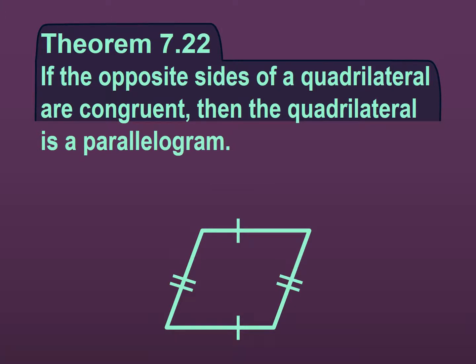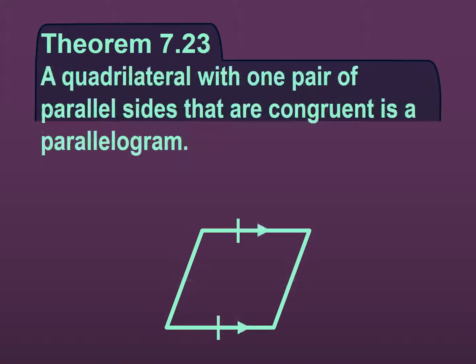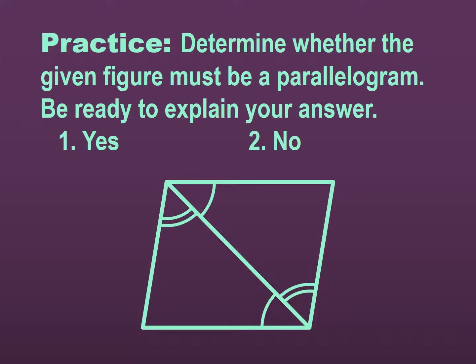Our next theorem says that if the opposite sides of a quadrilateral are congruent, then that quadrilateral is a parallelogram. That's almost the opposite of the first theorem that we talked about. The first theorem says that if we have a parallelogram, then the opposite sides are congruent. And now we're saying if the opposite sides are congruent, then we have a parallelogram. And our next theorem says that if we have a quadrilateral that has just one pair of parallel sides, and those sides are congruent, then we have a parallelogram.